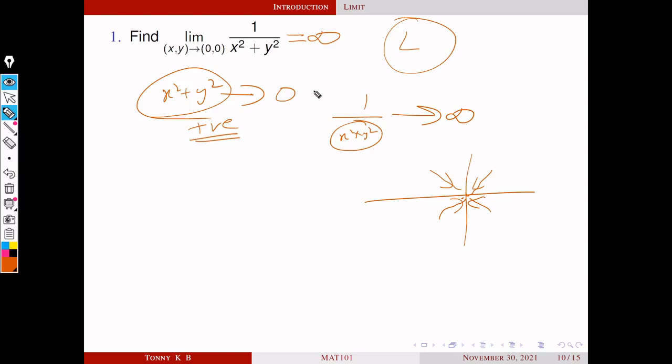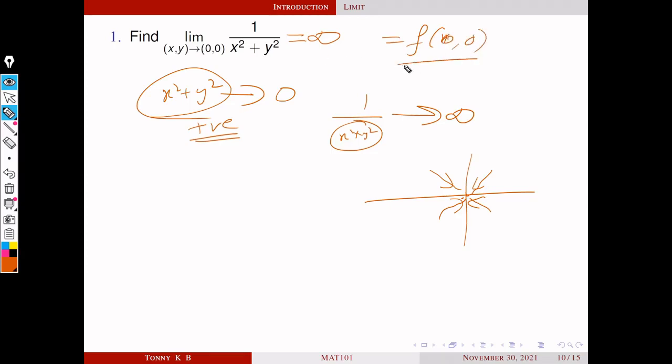So naturally there is a question. Is it a continuous function? Is it continuous at (0, 0)? No. Here the limiting value is infinity. What is the condition for continuity? If this limiting value is equal to f of x naught, y naught, here x naught, y naught is (0, 0), that is f of (0, 0), then only it is continuous.